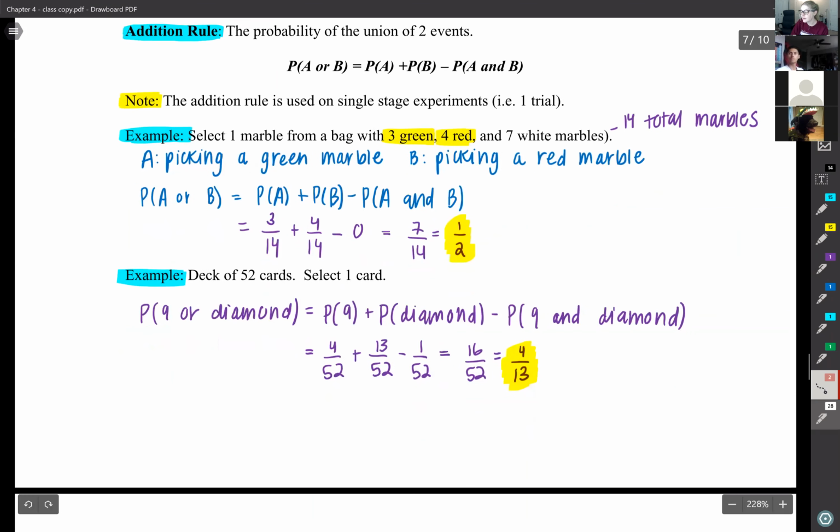And then down here, I had an event that was not mutually exclusive. So I could get both a 9 and a diamond with that one event. So you'll notice that my probability of a 9 and a diamond was 1 over 52, because they are non-mutually exclusive events.